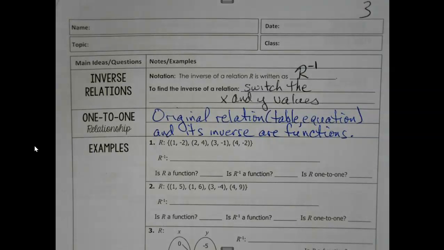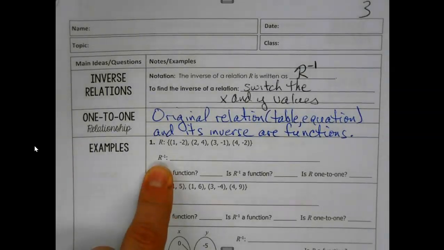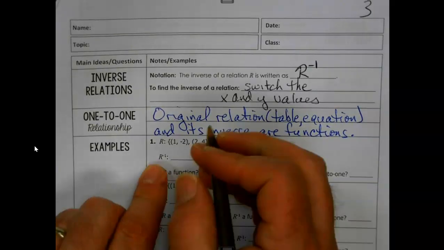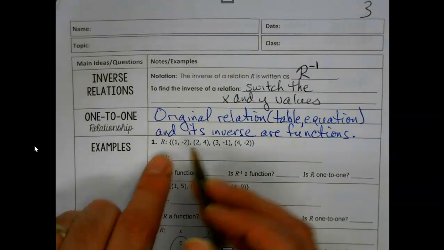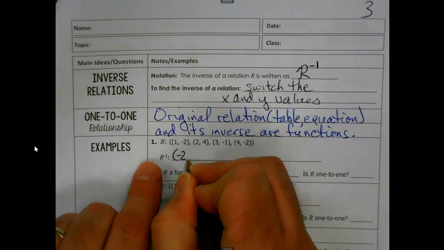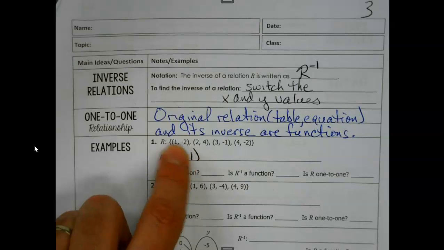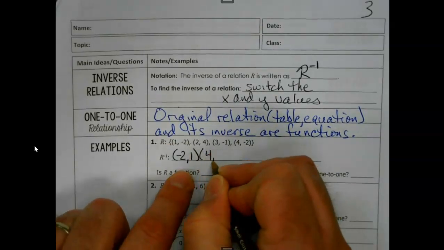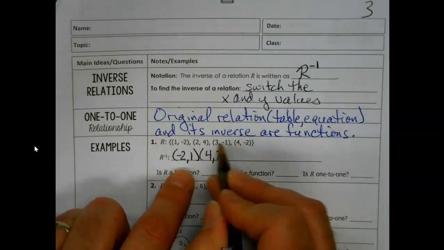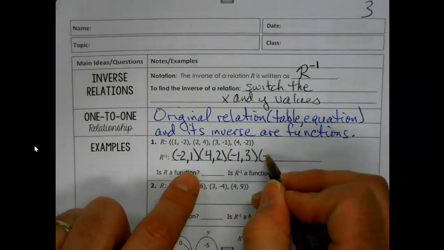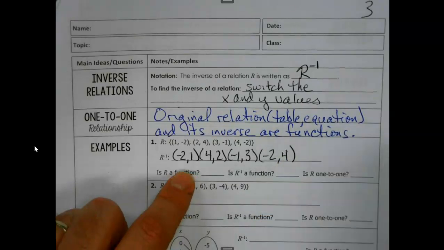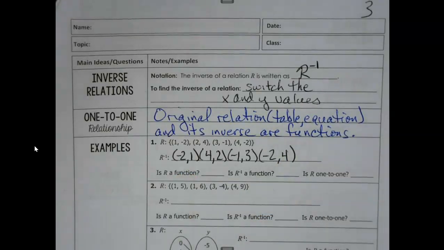So here's how we figure this out. First thing, write our inverse. You're like, okay, how do I do this? I'm going to take every one of these points, and I'm literally just going to switch the x and the y around. So I'm going to have negative 2, 1. Just switch those. 4, 2. Negative 1, 3. And negative 2, 4. Like, all I got to do is list them and flip them? Yep, that's all you got to do.